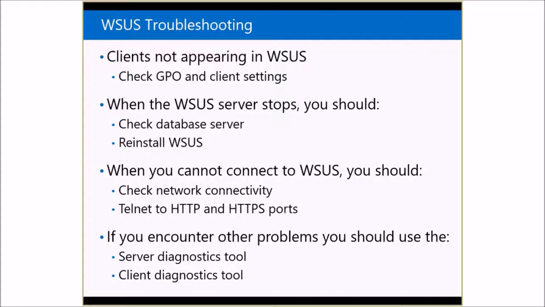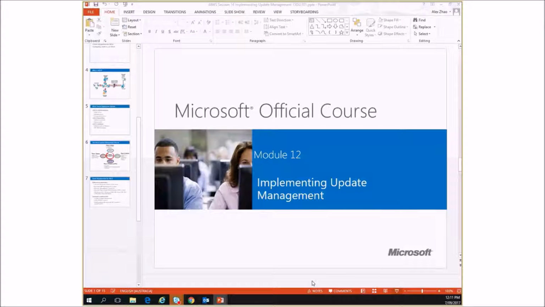If you encounter other problems, you should use the server diagnostic tools or client diagnostic tools, and don't forget the event viewer is a good place to go when you're totally stuck. You can have a look at the logs to see if there's anything specific to WSUS, take the error ID, take the description, put it in Microsoft TechNet, and see what comes up. Okay, so basically we're not telling you what the common problems are, we're just telling you some methodologies for trying to troubleshoot these problems. All right, so that was a quick one, short and sharp.